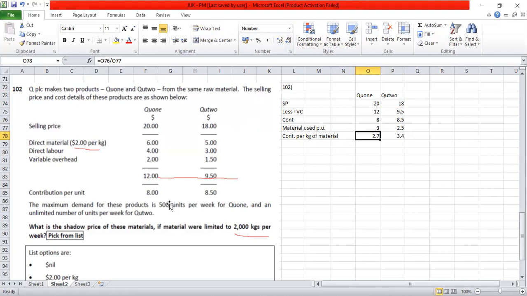The total demand present for Q1 is 500 units. 500 into 3 kgs, 5 3s are 1500. Requirement of material for Q1 will be total 500 units produced into 3 kgs. It is only 1500. So this is what? This is slack. The situation is called slack because it's underutilization. Availability is 2000 kgs, but requirement is only 1500. So underutilization is called slack. We know that.